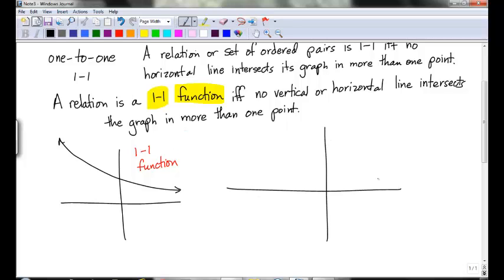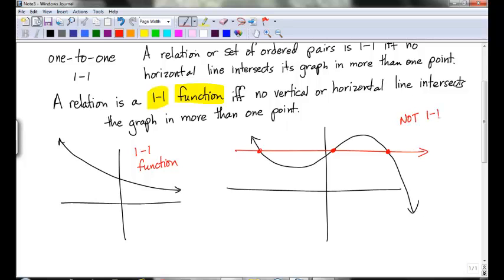Okay, let me give you one that doesn't. I'll draw that a little bit better. Okay, this one would be okay for a function. It would pass the vertical line test, but it does not pass the horizontal line test. When you have more than one point line up across horizontally, this one is not one-to-one, but it is a function.